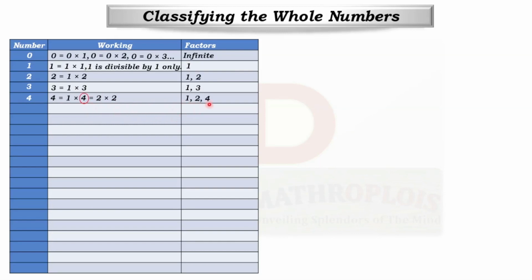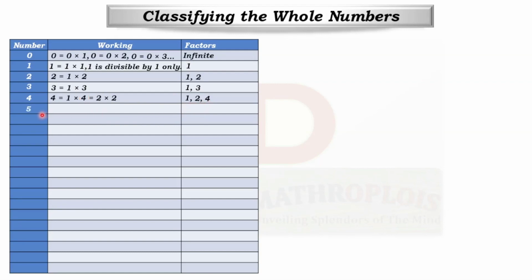We know that repeated factors are written once only, and the factors of a number should be arranged in ascending order, means from lowest number to highest number. So 4 has total 3 factors, and these are 1, 2, and 4 itself. It means 4 has more than 2 factors.